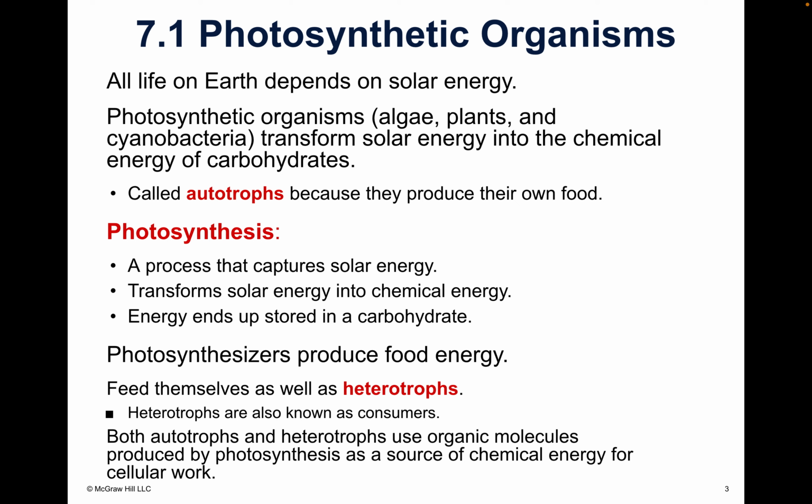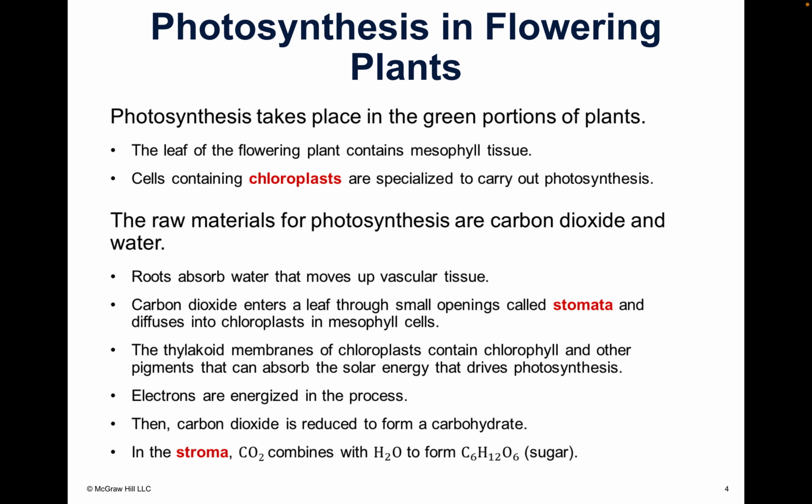Both autotrophs and heterotrophs use organic molecules produced by photosynthesis as a source of chemical energy to do cellular work. All that's saying is that we use what photosynthesis puts out in order to do everything else. So this slide has a star by it as well.